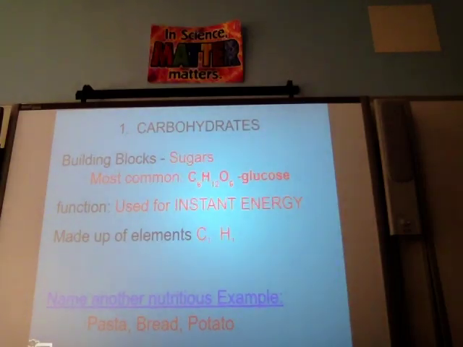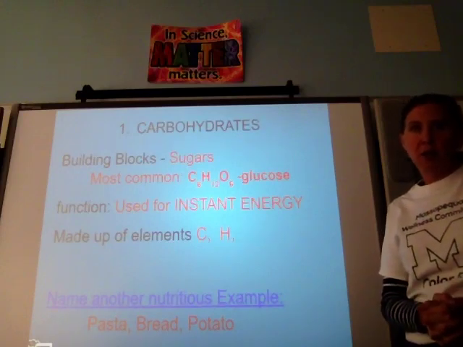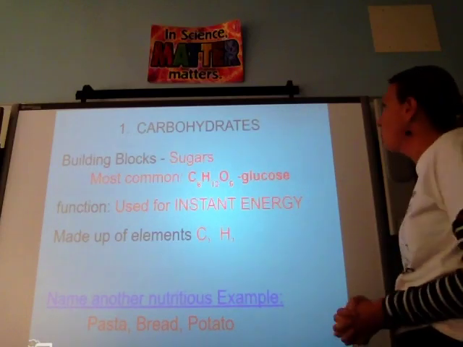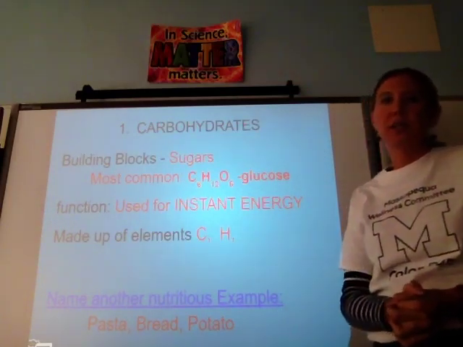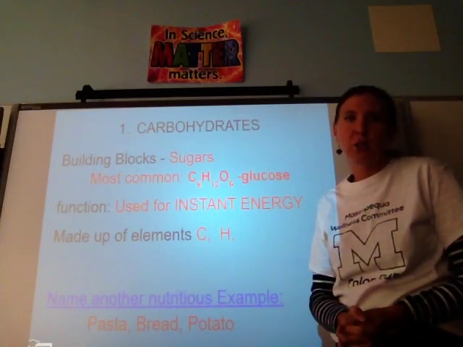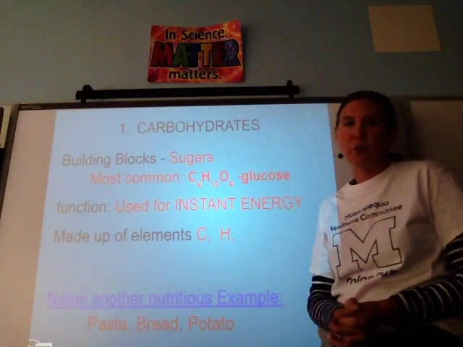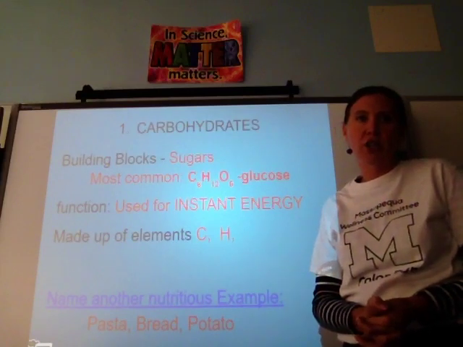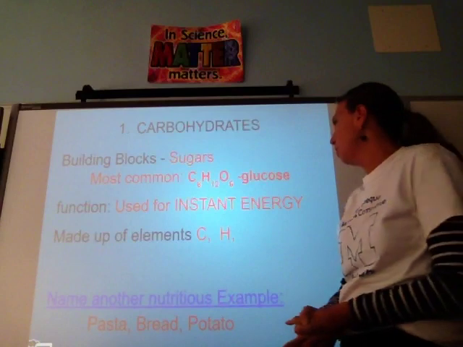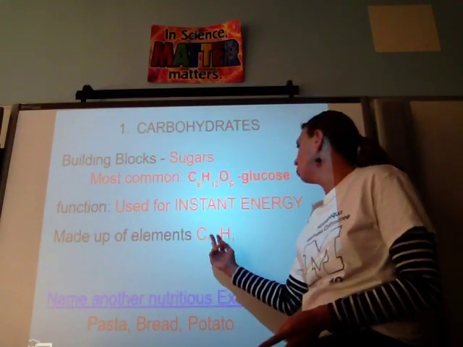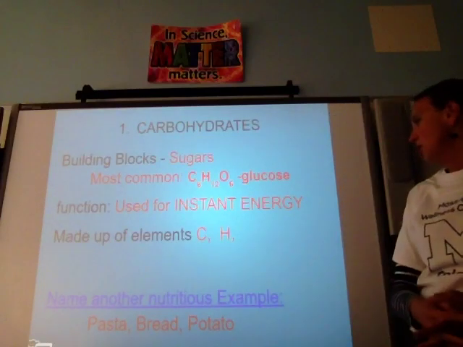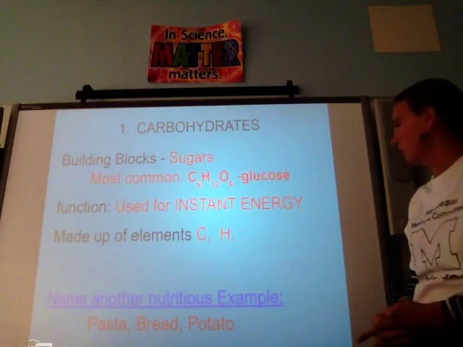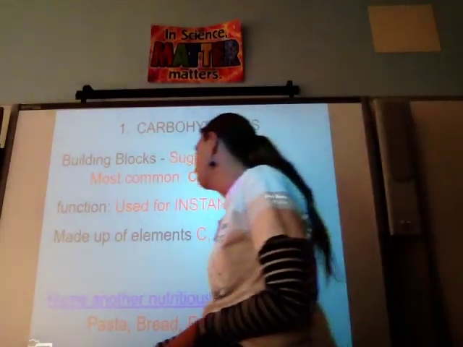Carbohydrates are going to be building blocks of sugars. So the sugars are going to come together and they are going to make carbohydrates. The most common sugar is glucose, and that's used for instant energy. And they're made up of these elements, which is from Biochemistry 1, carbon and hydrogen. Yes, we know that. That's why it's organic. And in nutrition, examples of carbohydrates are things like pasta and bread and potatoes.